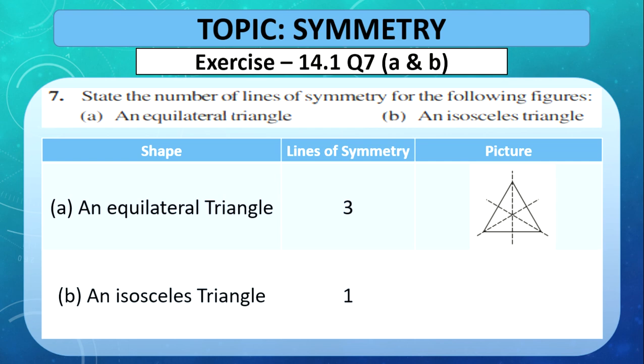So the equilateral triangle has three lines of symmetry. So three ways it can be folded such that the parts will coincide with each other.